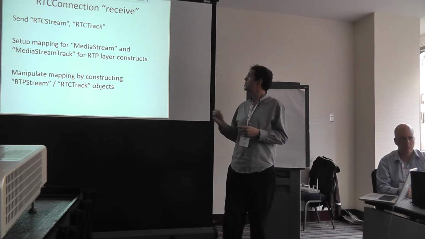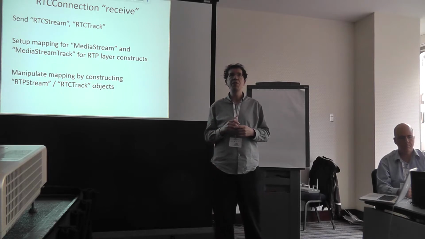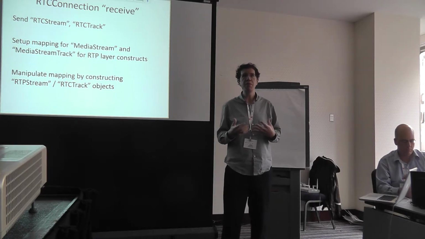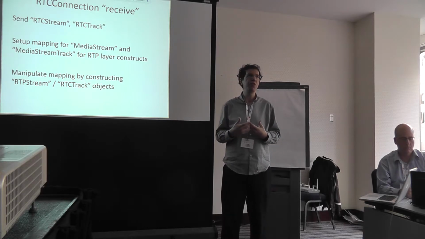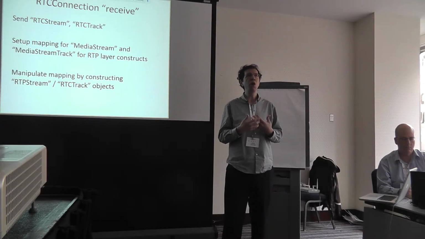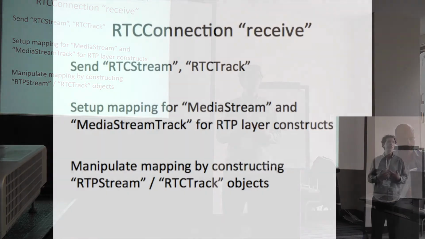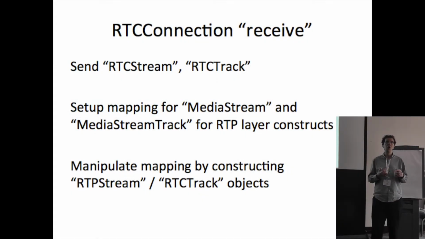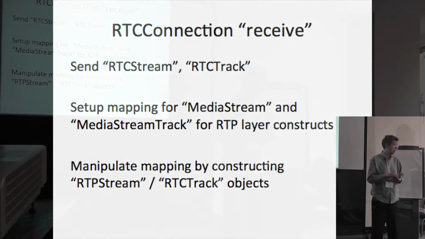There's a receive method. With the receive method, you can't have a media stream or a media stream track yet, because it allows you to describe what the stream will look like to the engine. So you construct an RTC stream or an RTC track object, and those represent the mapping information. You can give all the description of the mapping to the engine in advance using the receive method, and it will in turn return to you the media stream and media stream track objects constructed, ready to go for you. Okay.